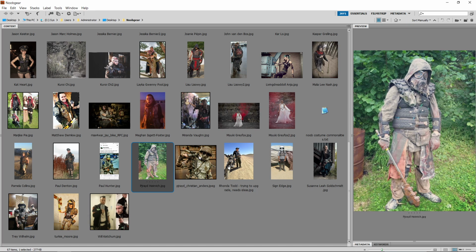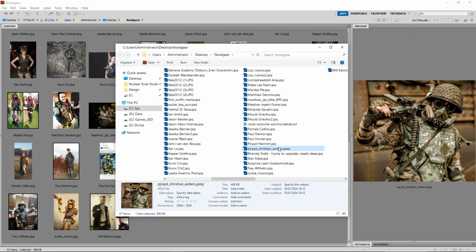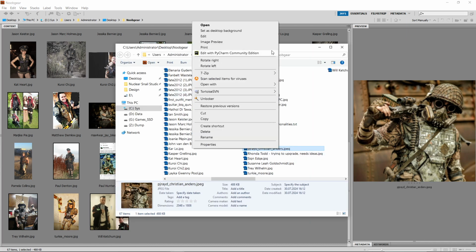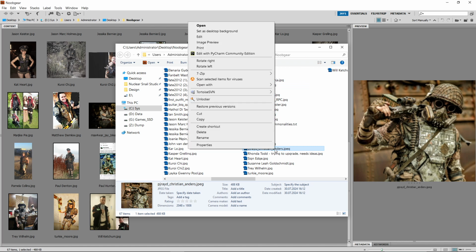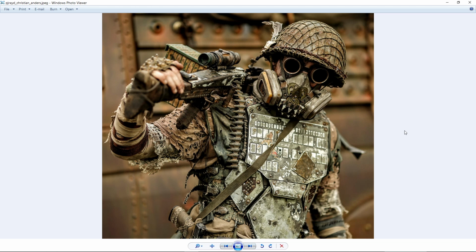And I'm actually gonna reveal this in Explorer and play this with Windows image preview, there we go. Because for some reason WhatsApp images do not show in Adobe Bridge, go figure.